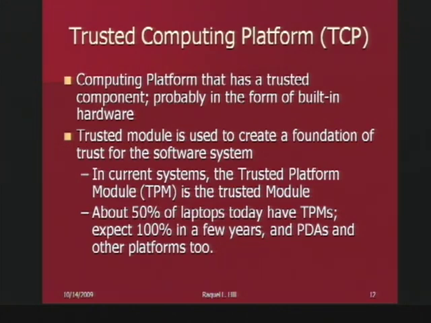Okay. Trusted computing platform, and so we talked about this is in the form of some built-in hardware. The trusted module is used to create a foundation of trust for the system. So your foundation of trust is not necessarily in the software, but in this hardware component. So that constitutes part of what would be your trusted computing base, along with any other software that you rely on for the basic security functions of it.